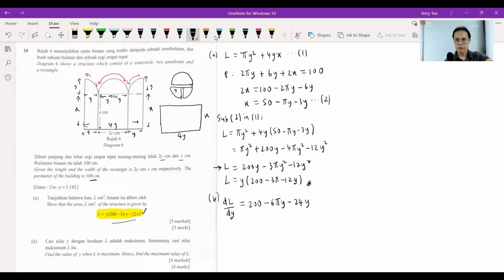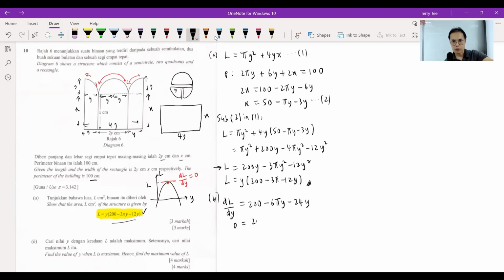Remember, if I were to sketch this graph, it is probably a maximum quadratic function like this, where this is L versus y. It has a maximum value. That maximum value happens when the gradient of the graph L versus y, called dL/dy, is 0. So we already differentiated dL/dy. We let dL/dy be 0.